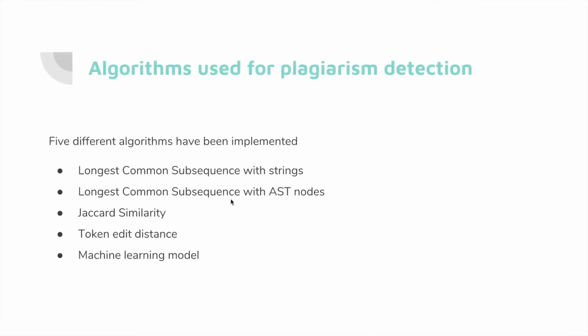Hi, my name is Veera and I'll be continuing with the rest of the algorithms. So the first algorithm I implemented is Jaccard similarity. Once the AST is formed for the two files being compared, we produce hash sets based on AST nodes. And the similarity score is nothing but the intersection of the hash sets divided by the union of the hash sets, which is pretty basic. The second approach is token edit distance.